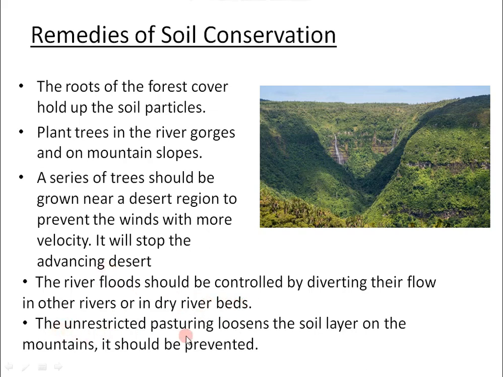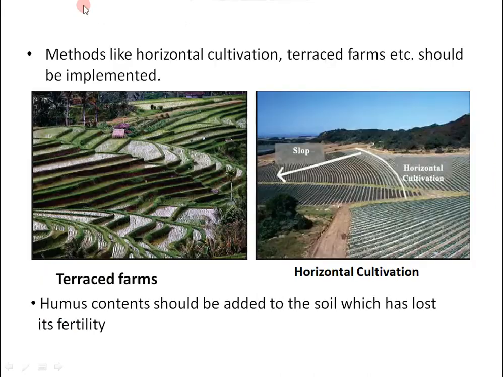Unrestricted grazing loosens the soil layer on the mountain, so it should be prevented. Methods like horizontal cultivation, terraced farms, etc. should be implemented. In this image, we can see terrace-like shapes on the mountain slope. On terraces also we can plant. Here this is horizontal cultivation. We can see the same level, so on the same elevation we can have plantation.